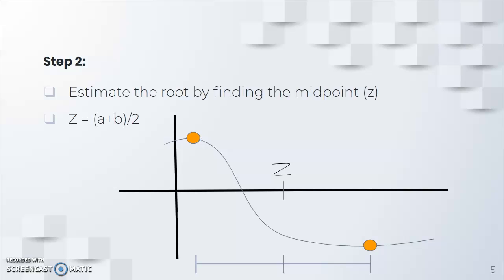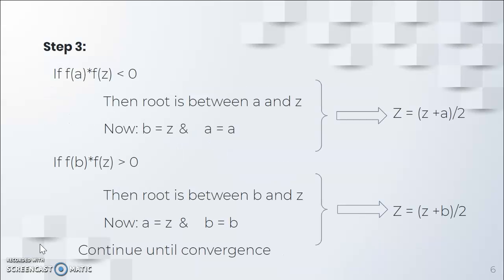The second step is to estimate the root by finding the midpoint. So between A and B, depending on what values you get, there will always be a midpoint, and we could find that by using this formula right here. This z value will be a good starting point as an estimation to find where the root is. Now each time we change the root, the interval between A and B will become smaller and smaller until it converges towards one point.